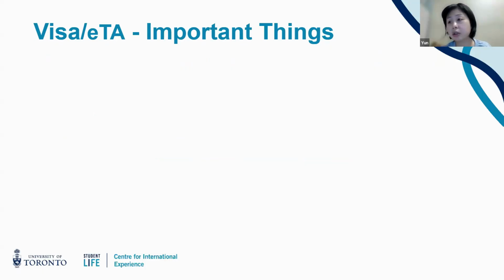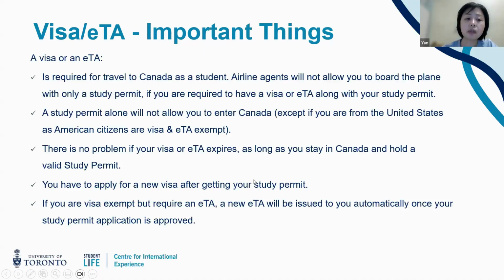Now let's move to the next topic, which is visa, temporary resident visa, or ETA application and important things. Okay. A lot of students refer to TRV or ETA as visitor visa. So they have different names. When you are from a visa exempt country, what you have is an ETA. And when you are from a visa required country, it's a temporary resident visa or TRV. Okay. So it is required to travel to Canada as a student.